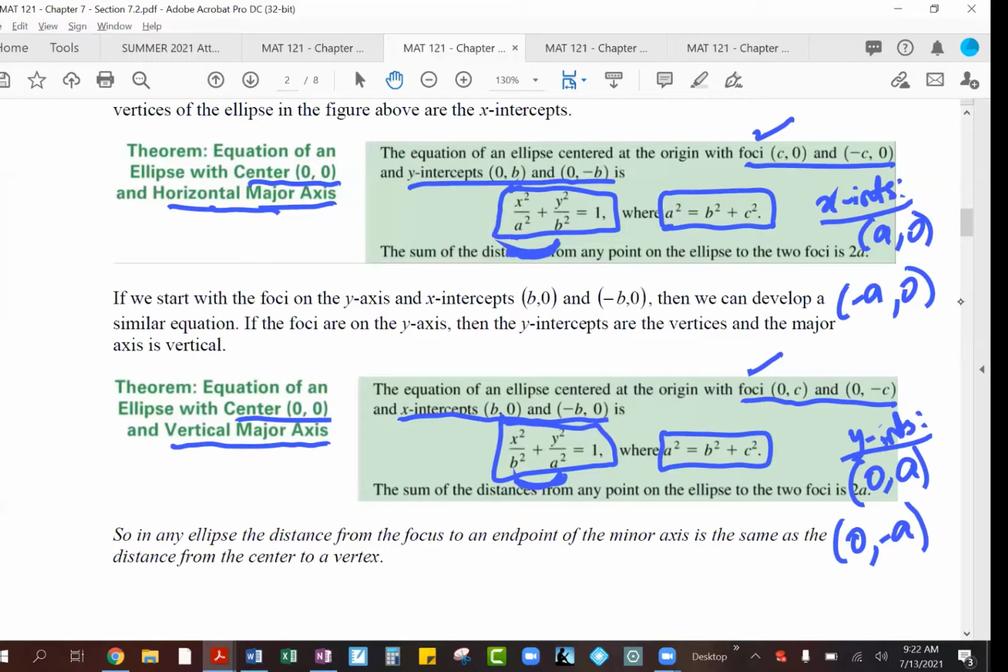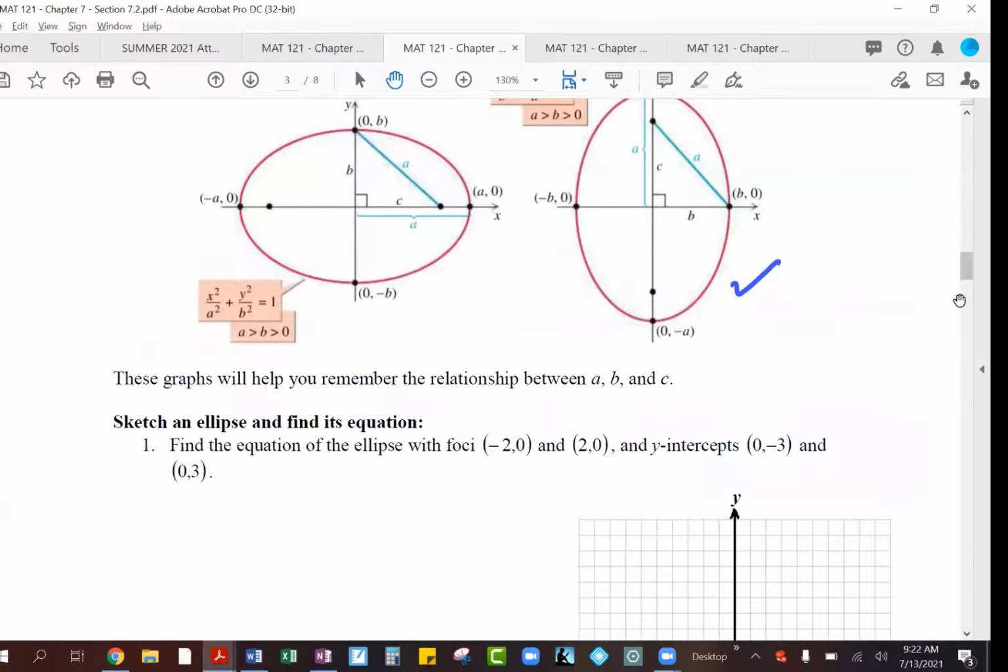So the best thing I can tell you to remember by looking at an equation, if you have a horizontal or a vertical major axis, the larger denominator is going to be underneath the variable that represents the axis. So in this case, since it's a horizontal major axis, your larger denominator is going to be under x squared. When it's a vertical major axis, your larger denominator is going to be under y squared. So you can see some examples.